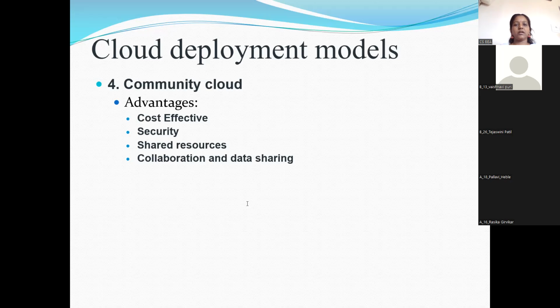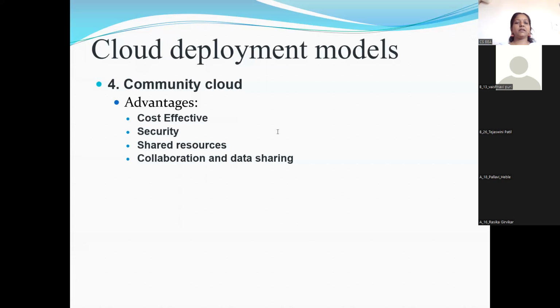Then third is shared resources. So in this case, it allows you to share the resources, infrastructure, etc. with multiple organizations. And then collaboration and data sharing. So it is suitable for both collaboration and data sharing. So this is the fourth model, that is community cloud.